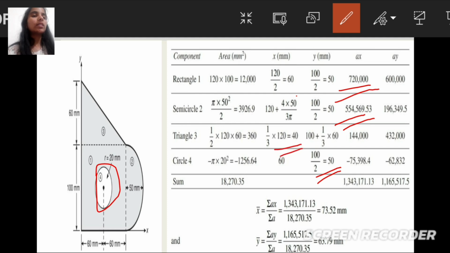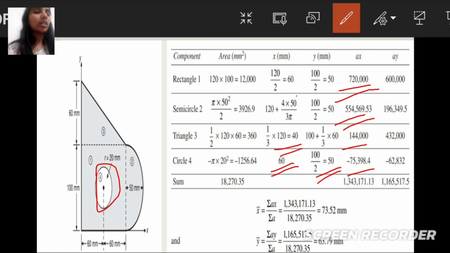Same as it is in the triangle, we find area into centroidal distance of x-axis. We'll get 144,000. Same in the circle, we multiply area into centroidal distance of x-axis, that is minus 1256.64 into 60, we will get minus 75,398.4.